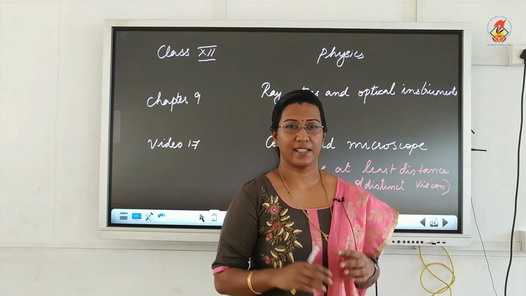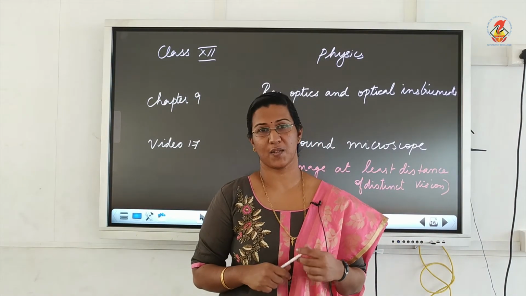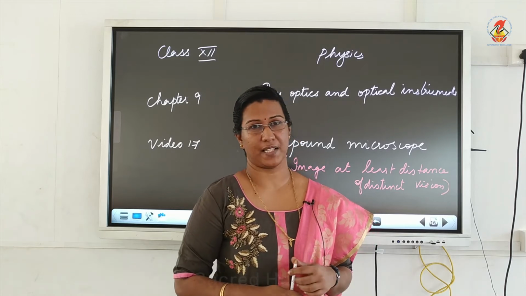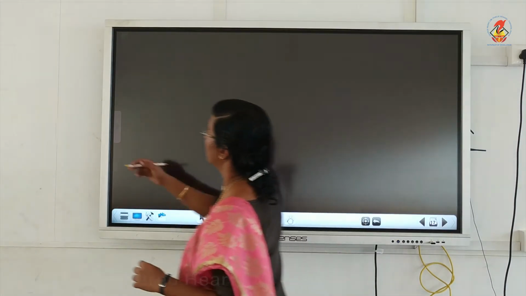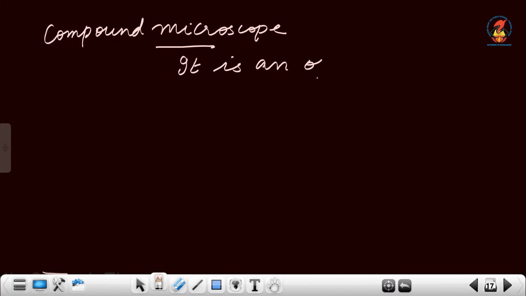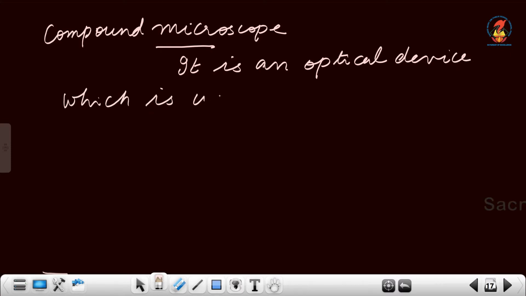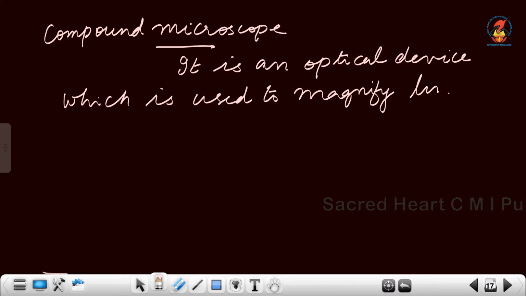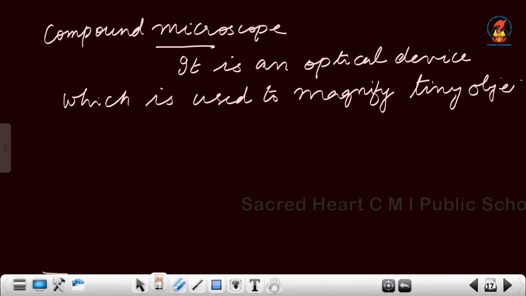Hi students, in this video we are going to study about compound microscopes, the microscope which we have used in laboratories. Now, compound microscope is an optical device which is used to magnify tiny objects, very tiny objects which we cannot see using our naked eye.